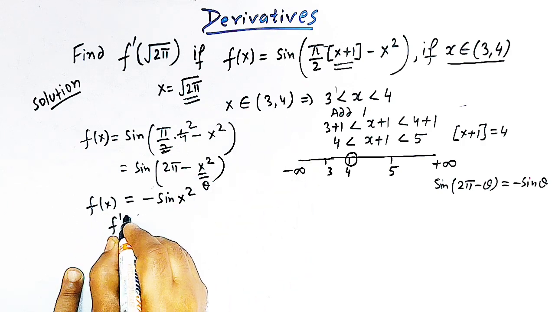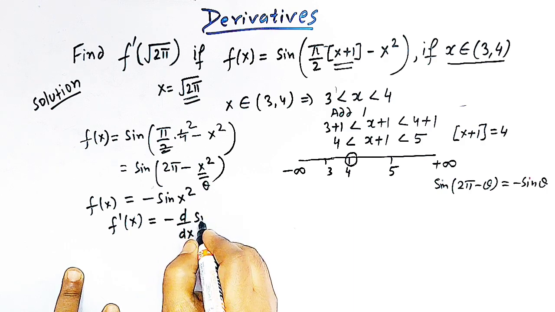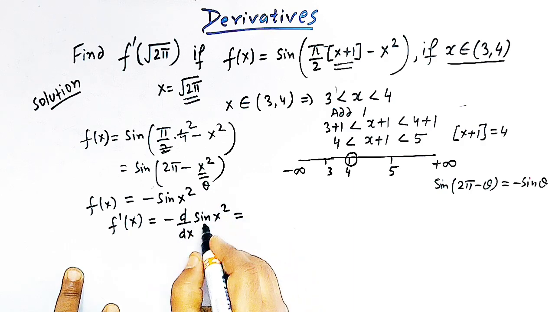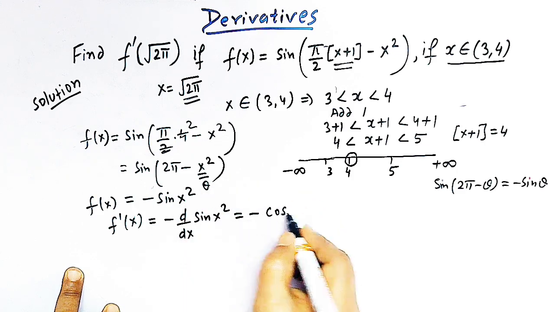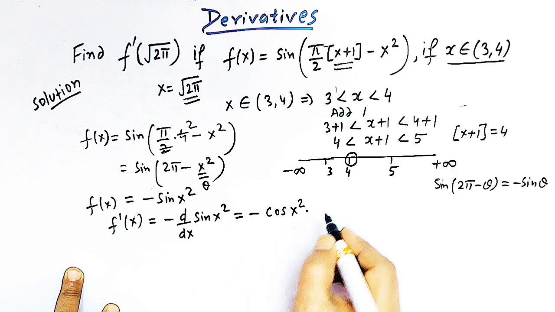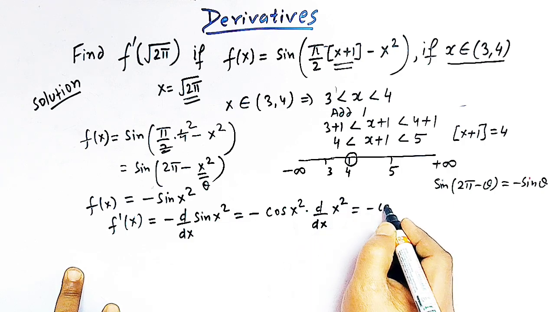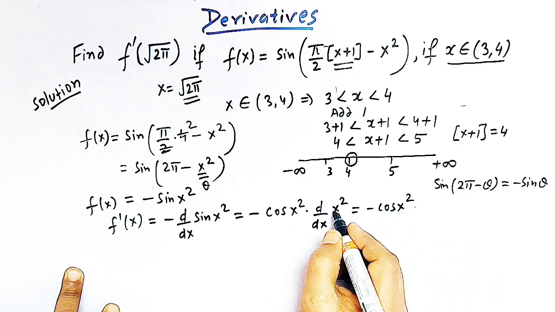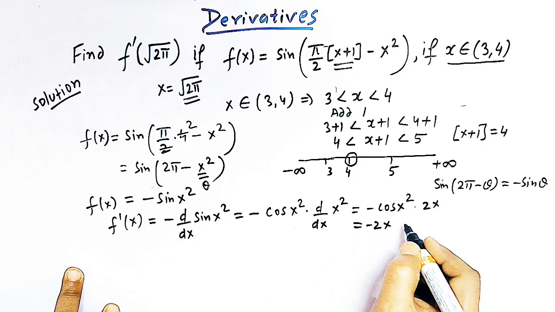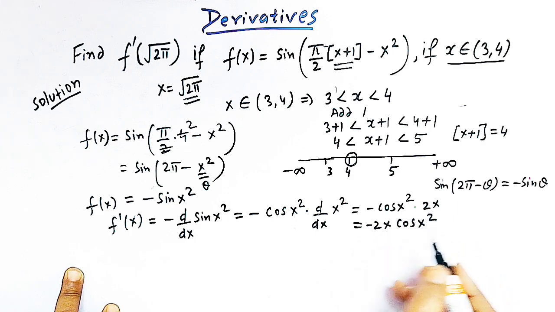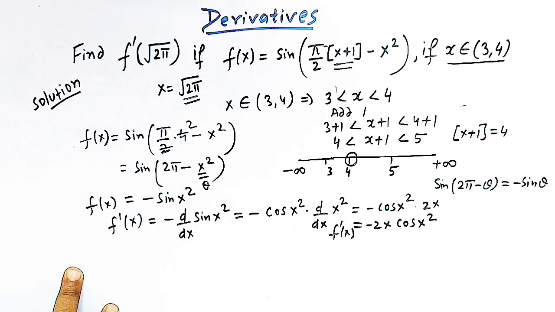So now let us differentiate f of x. So we have d by dx of sine x square, and the derivative of the sine function is the cosine function. So we have cos x square, and by chain rule we have to differentiate x square, and here we have minus cos x square, and the derivative of x square is 2x. So we have minus 2x cos x square as the derivative of f of x.